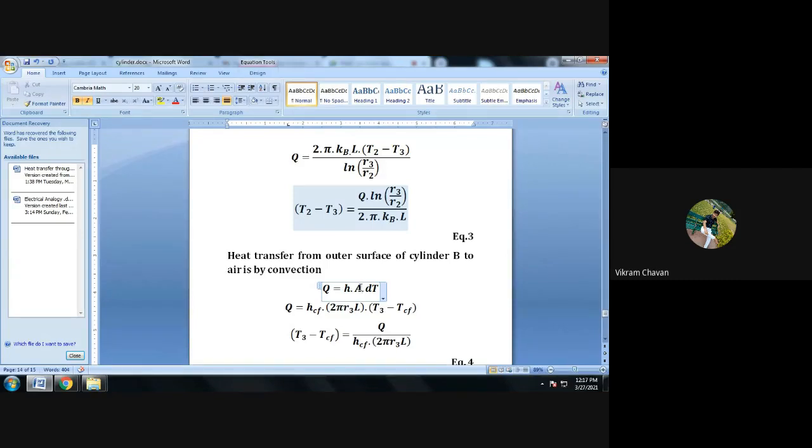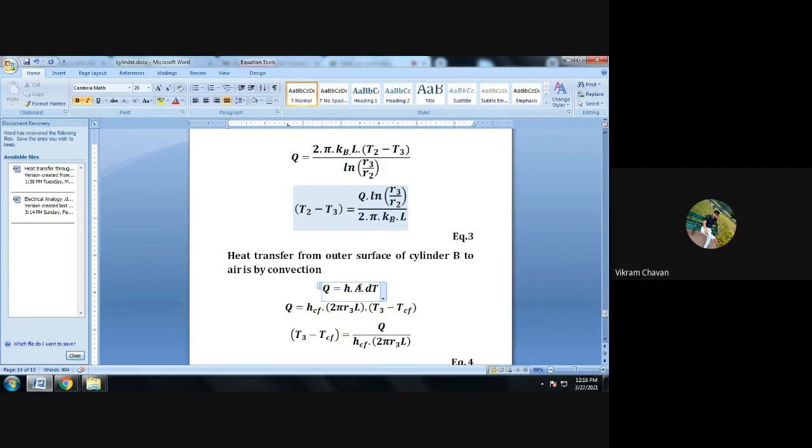The radius of the outer surface of cylinder B is R3, so the area available for heat transfer from the outer surface of cylinder B will be 2 pi R3 multiplied by L. R3 is the external radius of cylinder B and L is the total length of the cylinder.